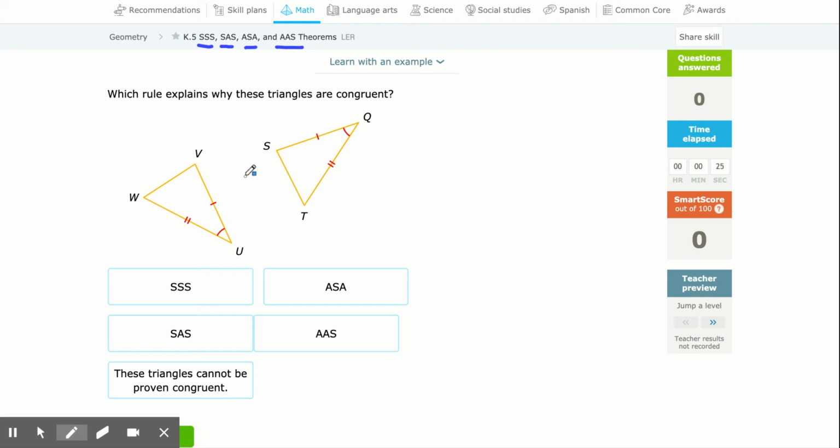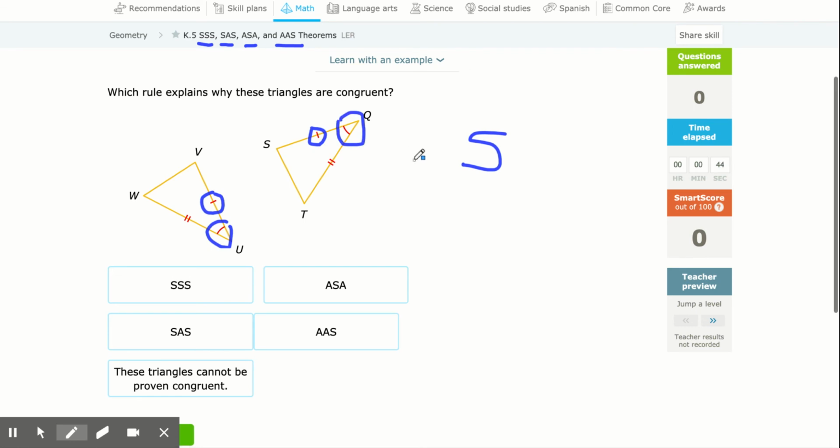Now, if you notice, again, I start with maybe a single tick mark. That's a side. So I'm given a side. Now, again, go in a direction that gets you to the next closest thing that's marked. Don't go around the long way. Go to the closest thing that's marked. That's an angle. So then we have an angle.